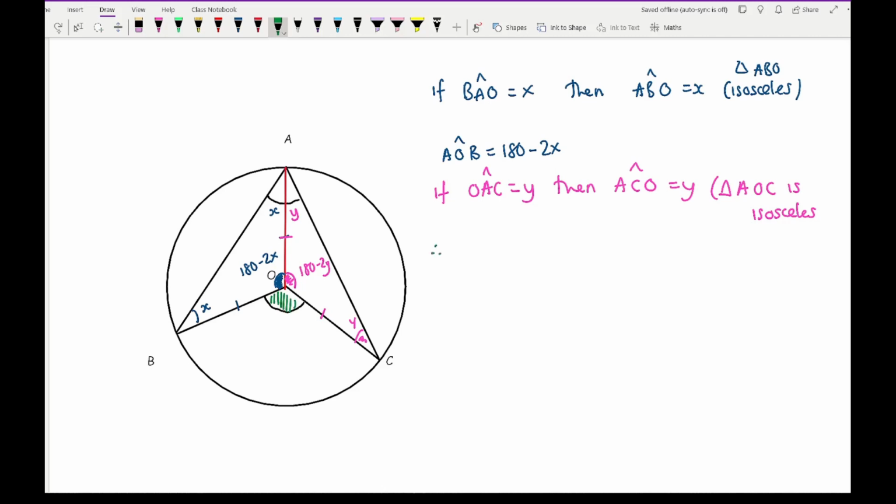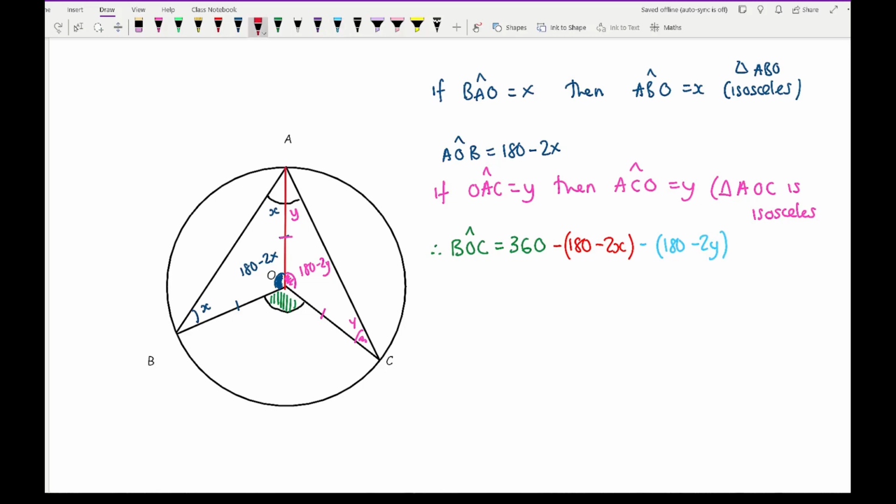So therefore angle BOC is going to equal, well, angles around a point add up to 360, so it's going to be 360 minus angle BOA, so that's going to be 180, if I just put that in brackets, minus 2x, and then I minus the pink angle, which is 180 minus 2y, and that should be the case.